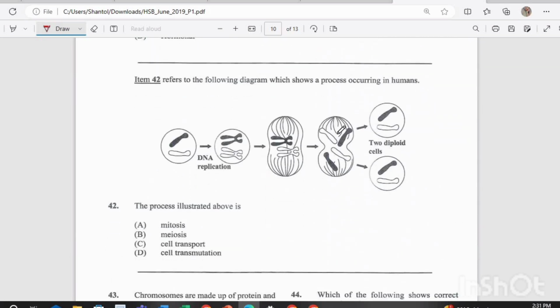Item 42 refers to the following diagram, which shows a process occurring in humans. We have DNA replication, and at the end, two diploid cells are formed. The process illustrated above is A. mitosis, B. meiosis, C. cell transport, or D. cell transmutation. The answer is A, mitosis. Remember, at the end of mitosis, you get two daughter cells.